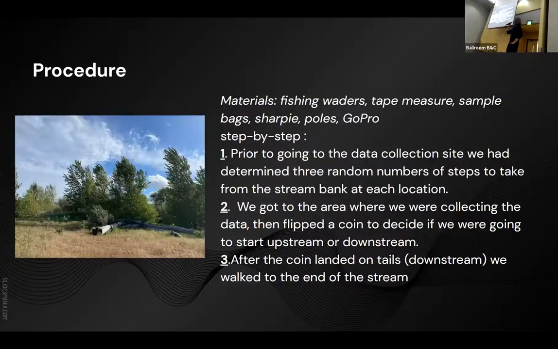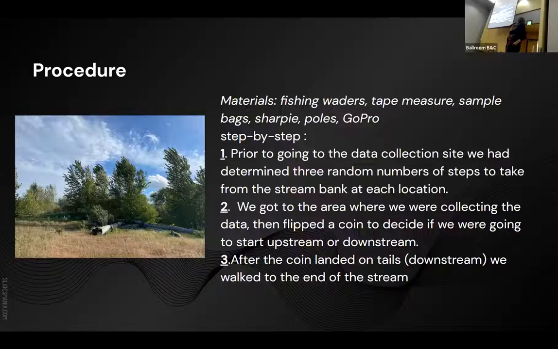Our materials: we used fishing waders, a tape measure, sample bags, Sharpies, poles, and a GoPro. Prior to going to the data collection site, we determined three random numbers of steps to take from the stream bank into the river. We did this in order to basically not have cargo cult science and say, oh, here's a good spot, let's just do this. That way we kept it random and not up to us.